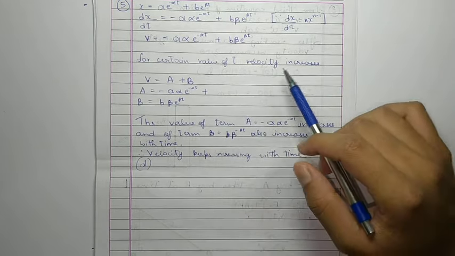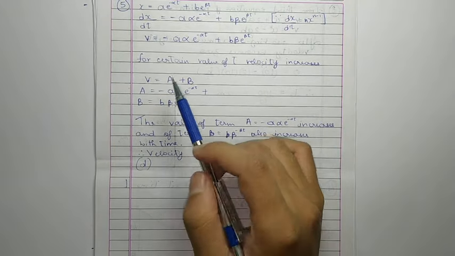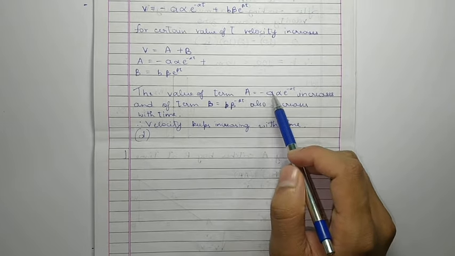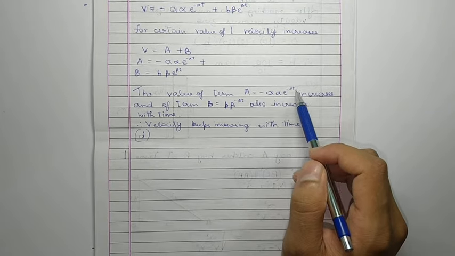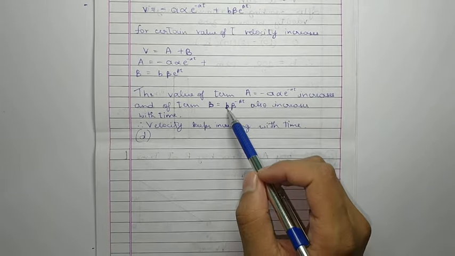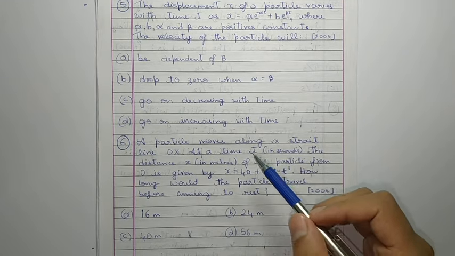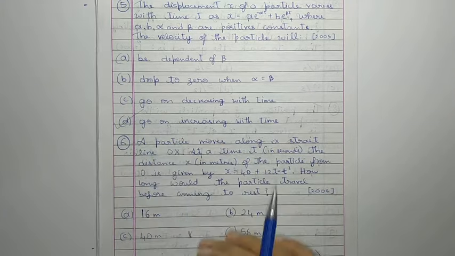For a certain value of t, velocity increases, so the value of the term -aα e^(-αt) increases, and the term bβ e^(βt) also increases with time. So therefore velocity keeps on increasing with time. Therefore it is option D.